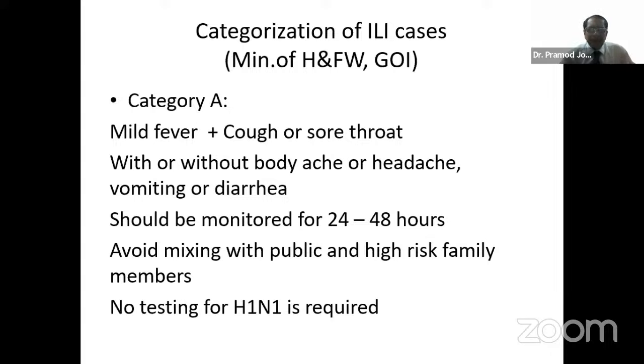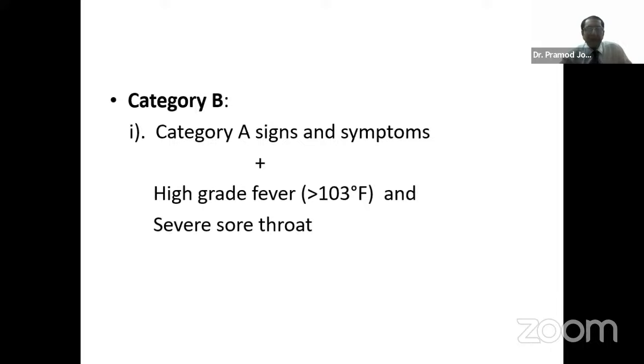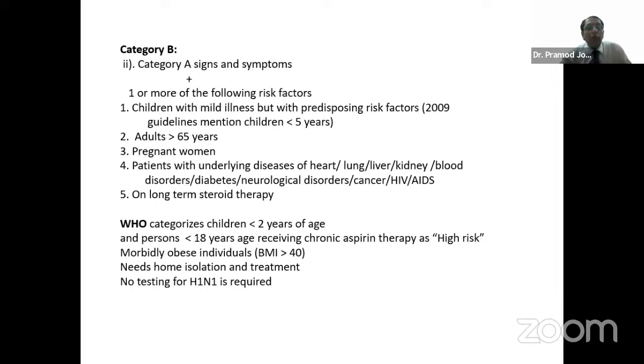In category A, in general, the disease is mild with mild fever, cough, and there is a bit of body ache or a headache, vomiting or diarrhea. The child should be monitored. The child should not mix up with the public and the high risk family members, but there is no need for H1N1 testing. In category B, the fever is of higher grade and there is severe sore throat, or these people who have high risk conditions.